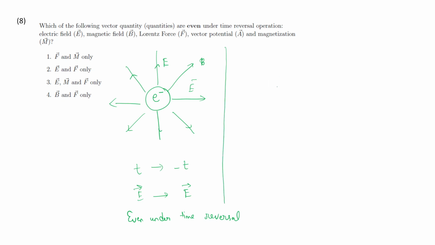But now let us look at the magnetic field B. The magnetic field is generated, for example, by the rotation of an electron. Suppose this electron is moving in a circle. Then the magnetic field will be generated along this direction.